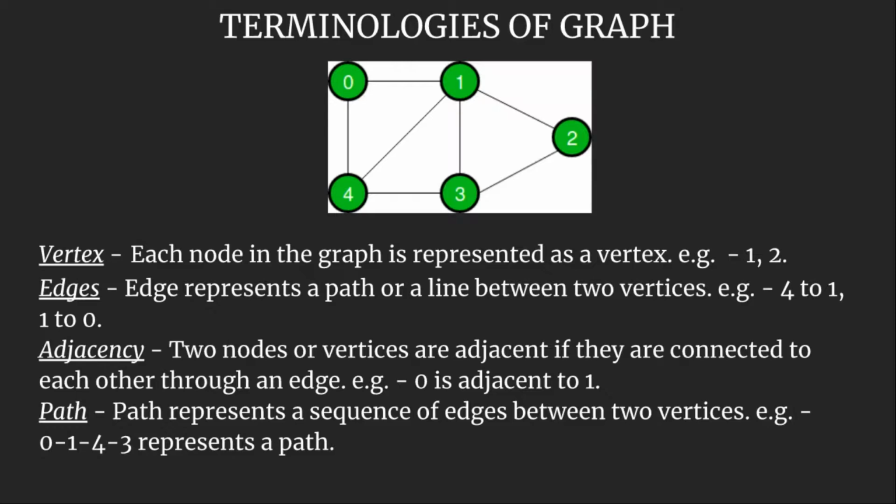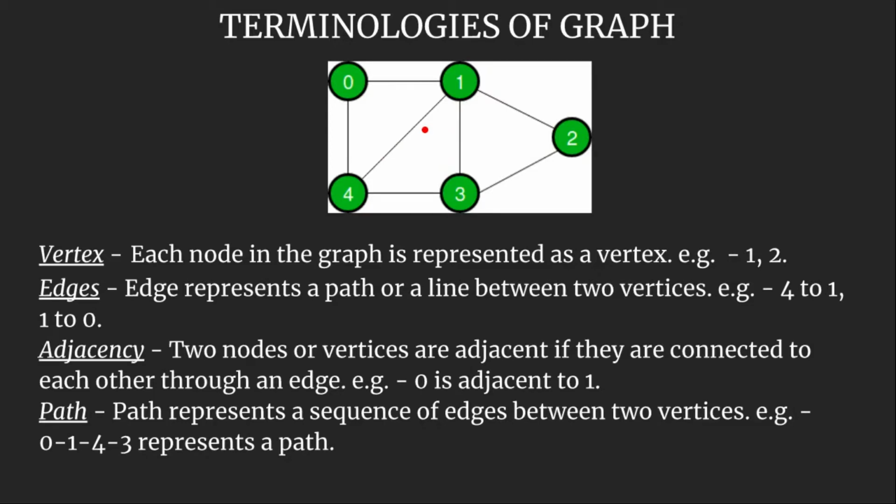The first terminology that we'll be knowing is vertex. Each node in the graph is represented as a vertex, and in this diagram here 0, 1, 2, 3, 4, each of them is a vertex. Edges represent a path or a line between two vertices. Like there's this edge 4 to 1, 3 to 1, 2 to 3, 0 to 4. These are called the edges of the graph.